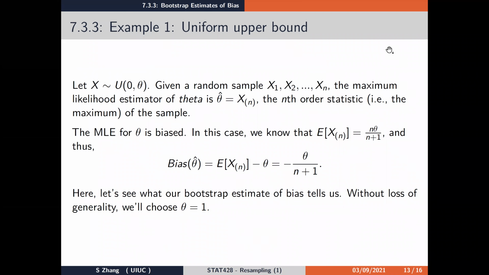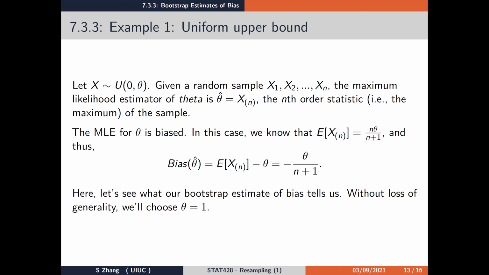Okay, so let's see our first example, where we are having an estimator for the uniform upper bound. Suppose x follows the uniform distribution between 0 and theta. Theta is the parameter of our interest, and theta is the upper bound for the uniform interval. Given a random sample, x1, x2 to xn from this distribution, the maximum likelihood estimator for theta is theta hat, which is equal to x(n), the nth order statistic. Simply put, this is the maximum of our n samples.